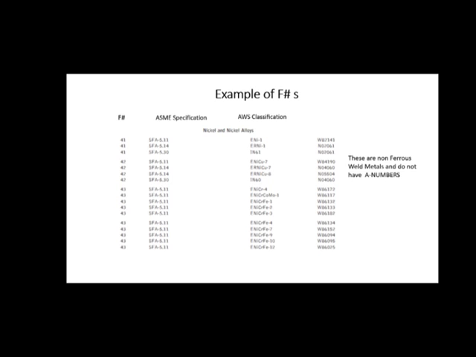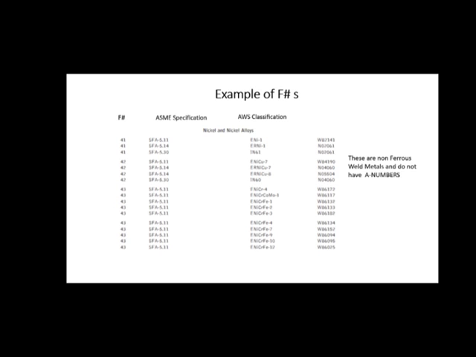These are not going to have A numbers. These are non-ferrous materials, and they're not going to have an A number. All our previous stuff was going to have an A number. These are not. Aluminums, nickels, coppers, titanium, zirconium alloys, they're not going to have an A number. They're non-ferrous materials. A numbers only apply to ferrous materials.